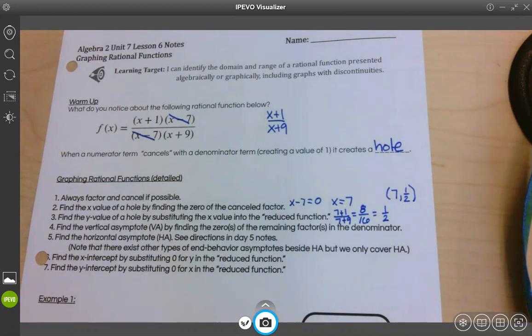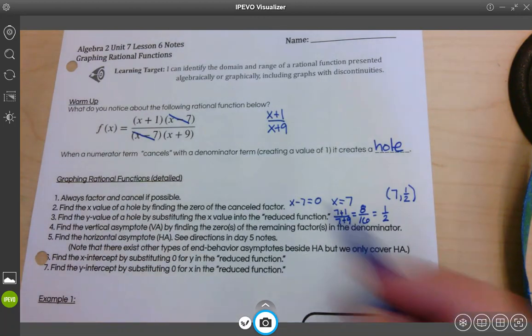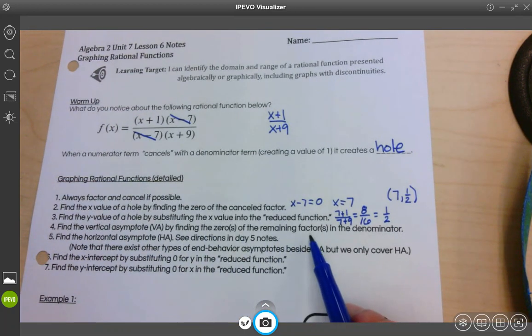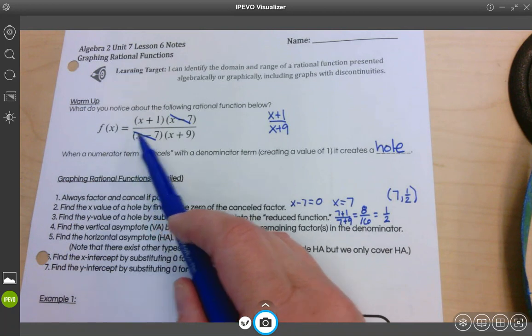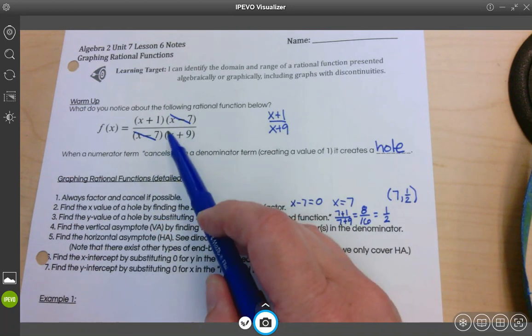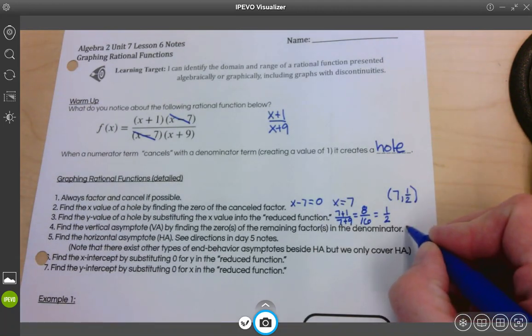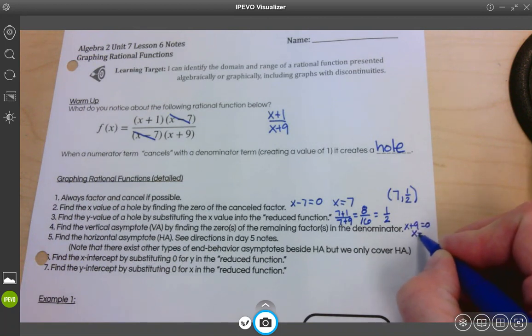When we graph that hole, not only are we not capable of graphing infinitely small, also I would never be able to see that. I have bad eyesight as it is. So we do actually graph our hole as like an empty dot that actually has some size to it. What else do we need to find? We need to find our vertical asymptote by finding the zeros of the remaining factors in the denominator. So the denominator factor that canceled out created a hole. The denominator factor that's left creates an asymptote. So that one would be x plus 9 equals 0. So it would be an asymptote at x equals -9.